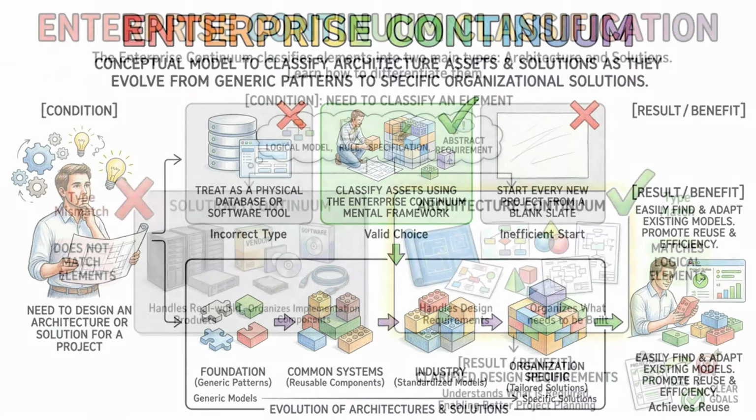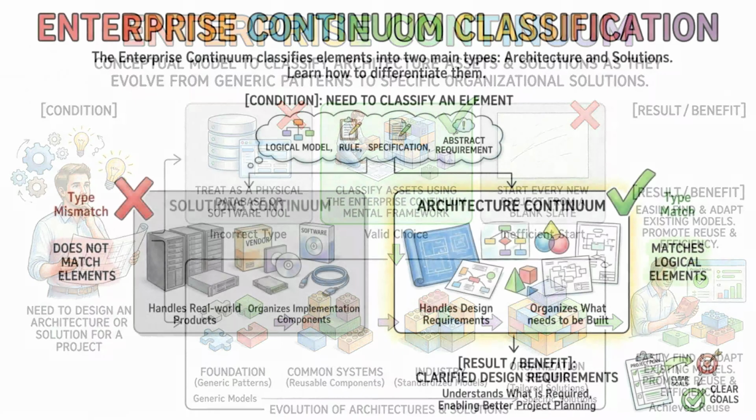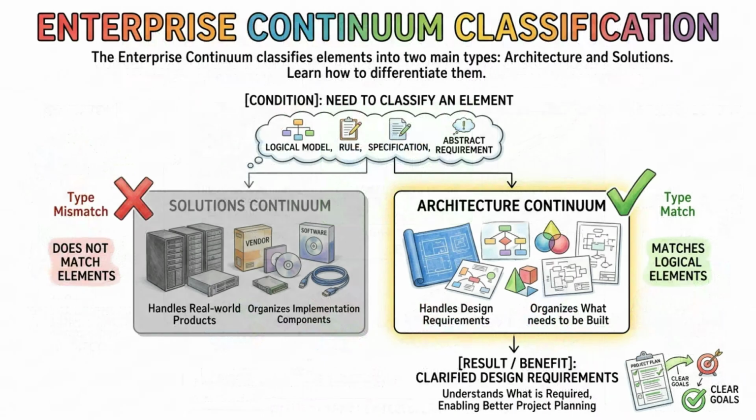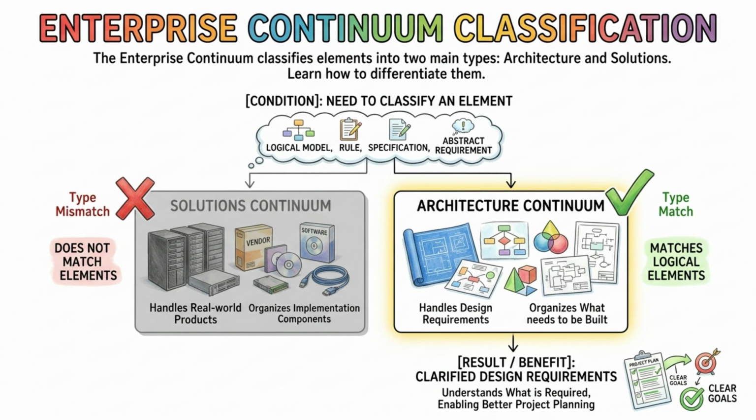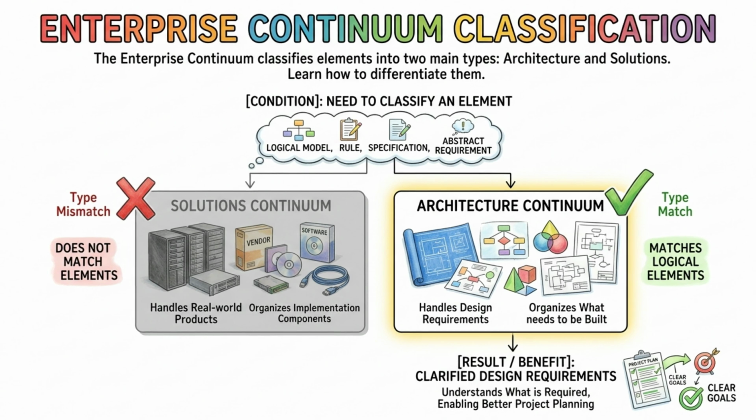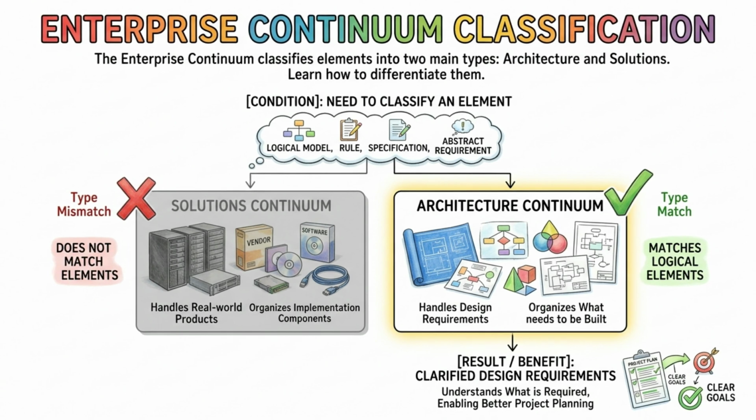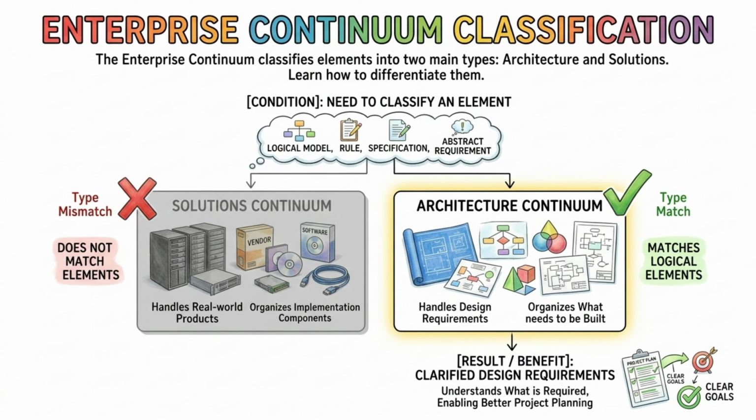The enterprise continuum is divided into two distinct but related continuums known as the architecture continuum and the solutions continuum. The architecture continuum organizes logical rules, models, and specifications, which essentially describe what needs to be built and how it should behave. The solutions continuum organizes the actual physical products, vendor systems, and software components that are used to implement the architecture. For the exam, keep in mind that the architecture continuum handles the design requirements, while the solutions continuum handles the real-world products that fulfill those requirements.